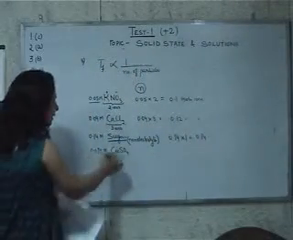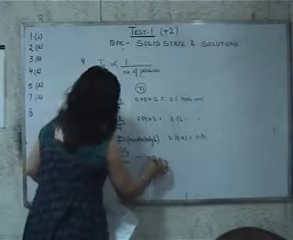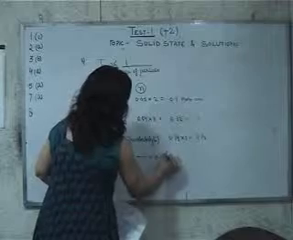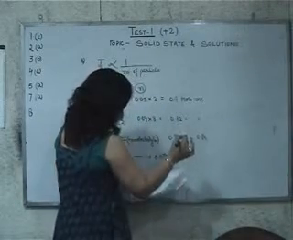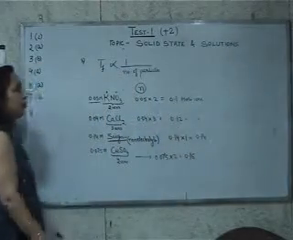Last is copper sulfate. There are 2 ions. Multiplying, it will become 0.075 into 2, which is 0.15. It means the number of moles are clear to us.